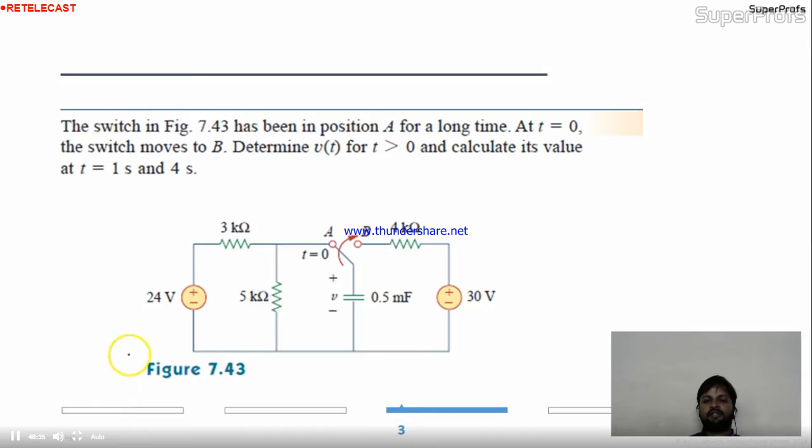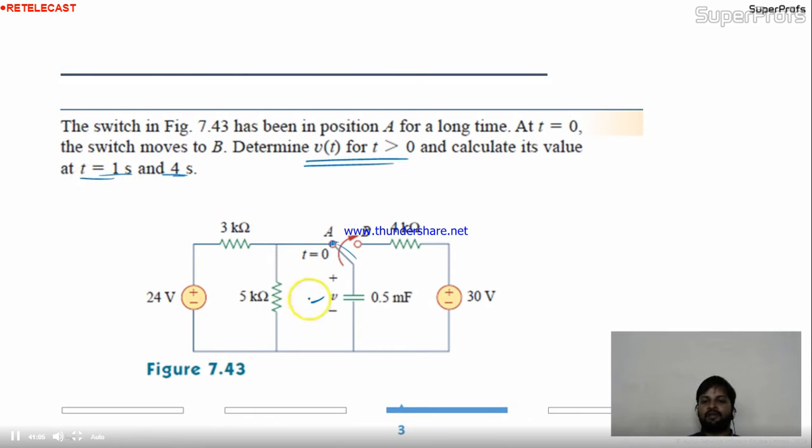So based on this concept, we'll solve this. The switch in figure 4.43, here is the switch, has been in position A for a long time. Initially the switch is like this. For a long time it is at A, and at t equal to 0 the switch moves to B. Determine V(t) for t greater than 0. Where is the V(t)? Here is the V(t). And calculate its value at t equal to 1 second and 4 seconds.